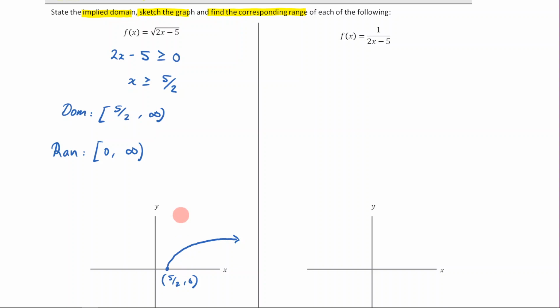So that is the way in which we approach these questions. So think about it logically and the restrictions that are inherent in the function itself. Then give it a sketch, and then you can figure out what the range is going to be.